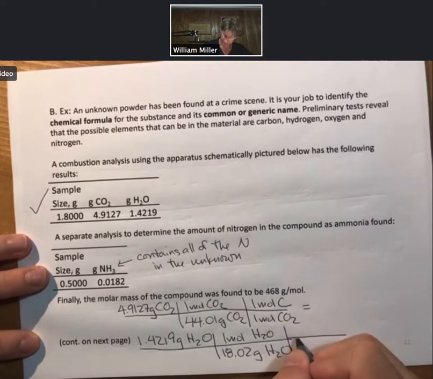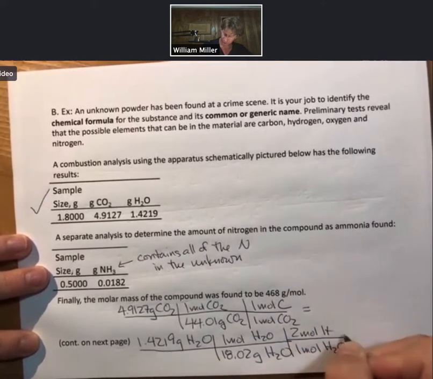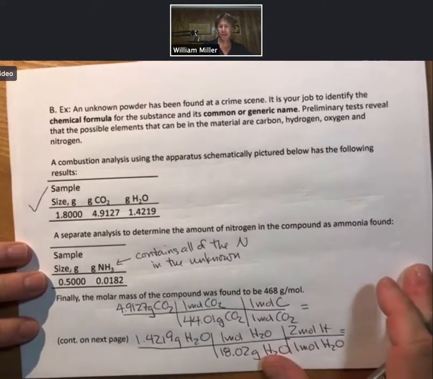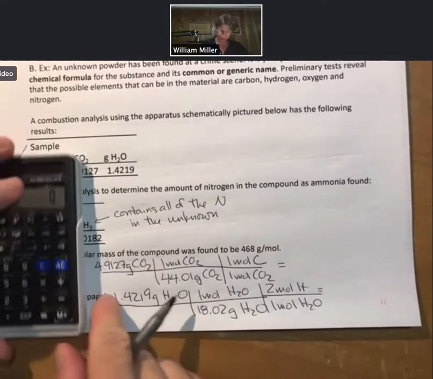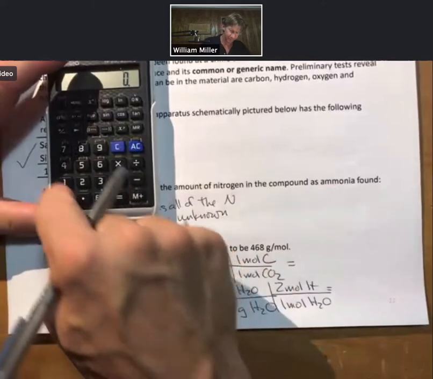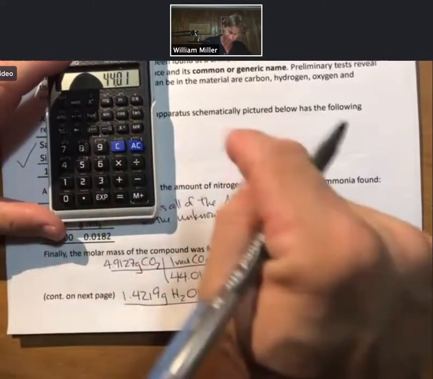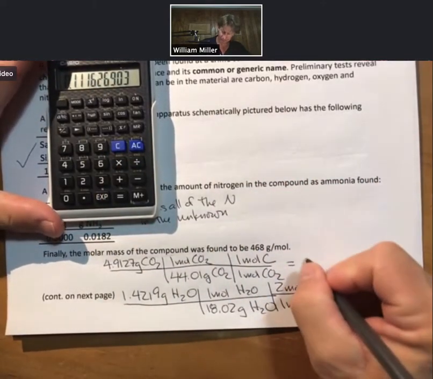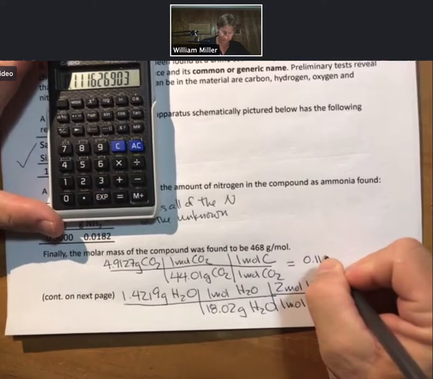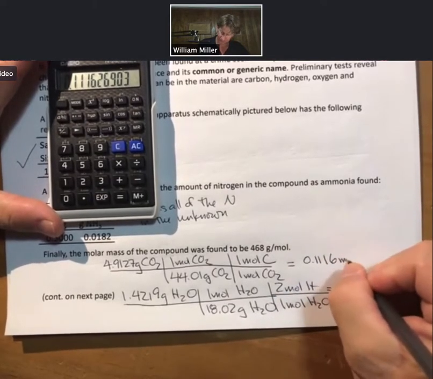Let's see, one mole H2O, two moles H. So nothing new here. Let's write it up though. We know that there's 4.9127 divided by 44.01, and I get 0.1116 moles C.